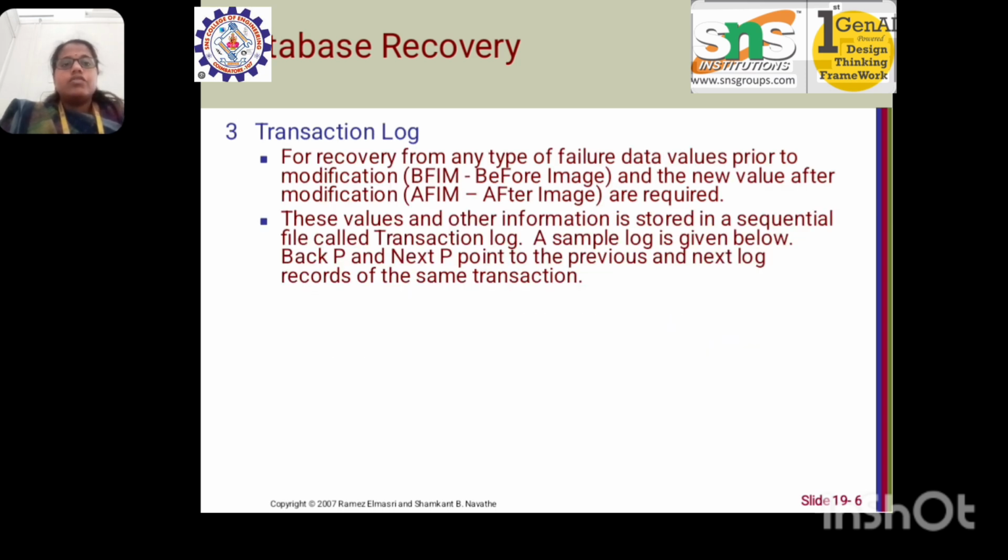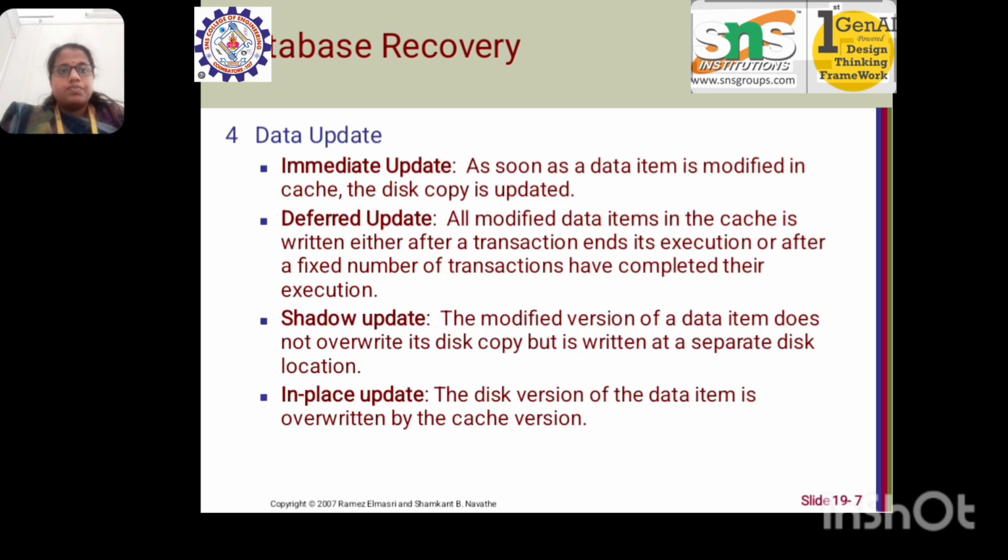For this we can have a transaction log, that is the image before the transaction and the image after the transaction, so that we can identify the error easily. If any information is needed we can take it from the before-transaction image, and the values are stored in a sequential file, called the transaction log. A sample log has back P and next P, that is the previous and the next log records of the same transaction.